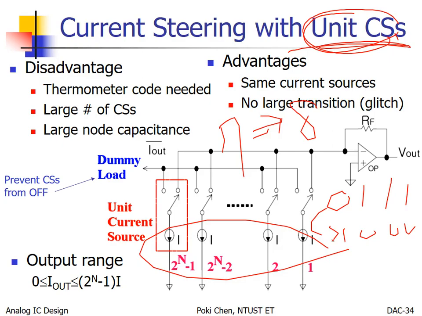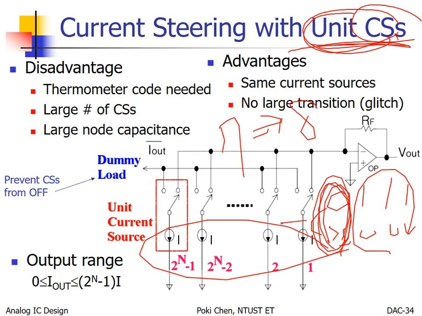So you can guess the glitch during transition is much smaller than before, because in the past, you needed to turn this one on and all the others off. But right now, no. This is the MSB. It has more power, more impact on your output. But right now, good enough, we only turn on an extra unit current source. Very, very small. But the disadvantage is you need the help of digital circuit. You have more complicated digital circuit than before.